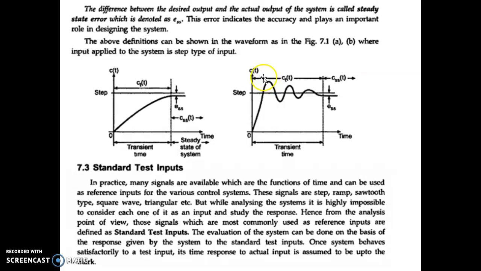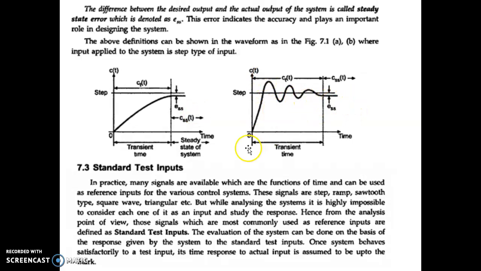The next terminology is steady state response. The difference between the desired output and the actual output of a system is called the steady state response. The plot shows the transient response and the steady state response. For this response curve, we are marking the transient response here. c_ss stands for the steady state response with respect to time.